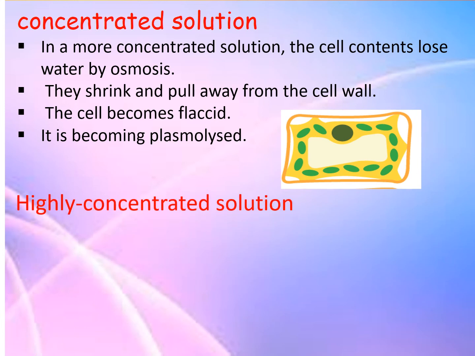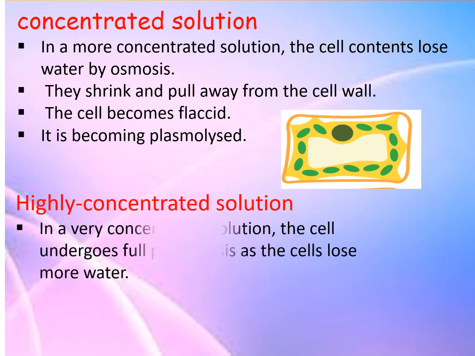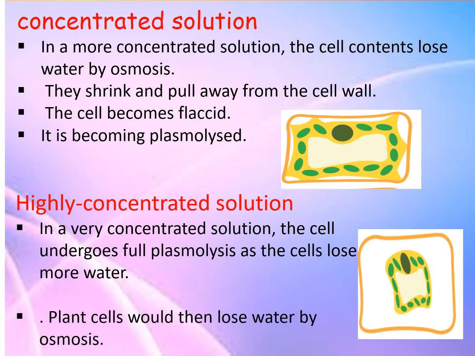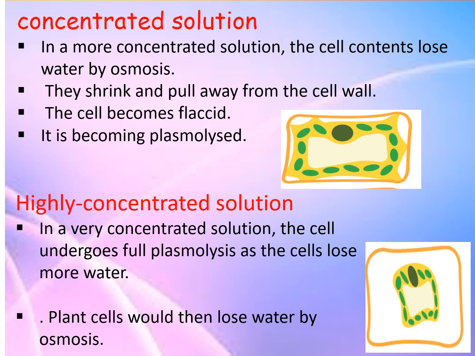Now, if we put it in a highly concentrated solution, what will happen? In a very concentrated solution, the cell will undergo full plasmolysis as the cell loses more water. Plant cells would then lose water by osmosis. You can see the picture. The space between the cell wall and the cell surface membrane will now be filled with the sucrose solution.